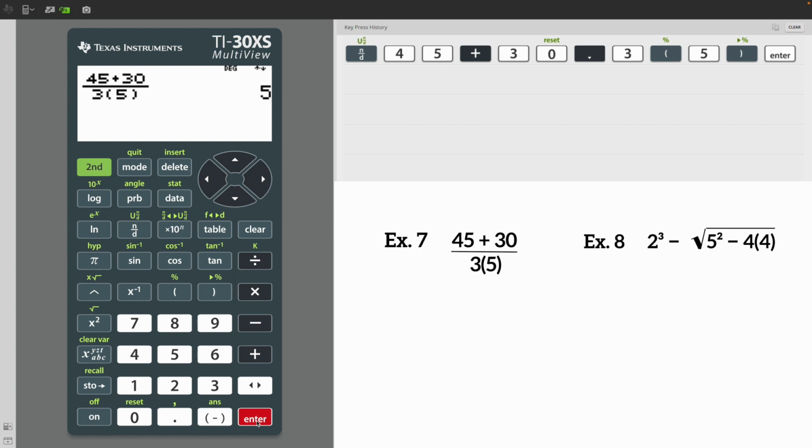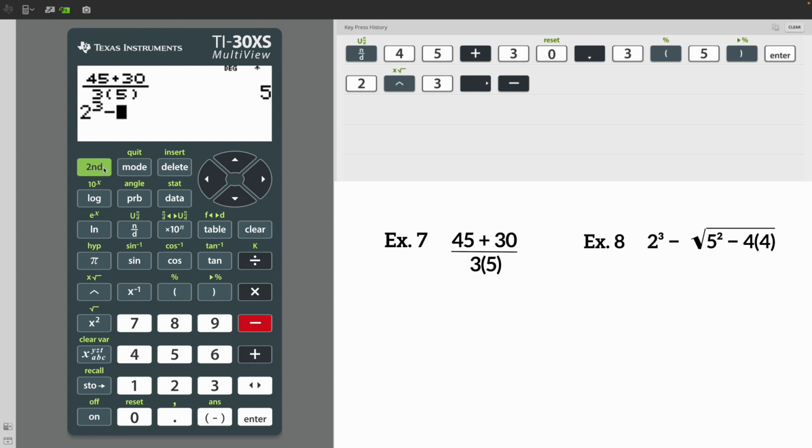2 cubed minus the square root of, well, I'm going to say the quantity of, because there's so much going on, the quantity of 5 squared minus 4 times 4. Woo, let's do it. So 2, remember to get any exponent other than square, you're going to have to use the caret button. So get up in the air for the third power. And then remember to arrow out before you hit minus so that you're not typing all that in the exponent. So I'll arrow it out.